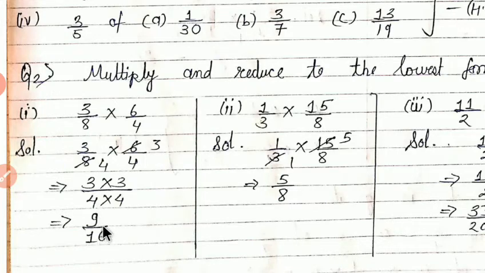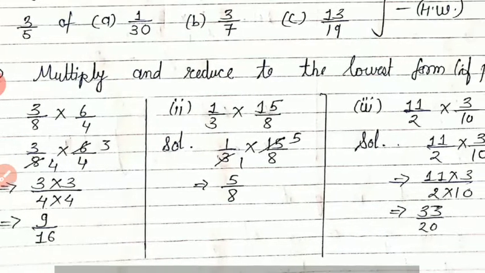Now you can see 9 and 16 are not divisible by a single number. 9 is divisible by 3 and 16 is divisible by 2. So both numbers are not divisible by a single number. So this is the final answer. This is the lowest form of our question.